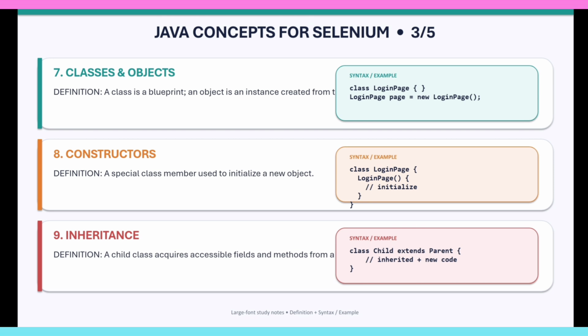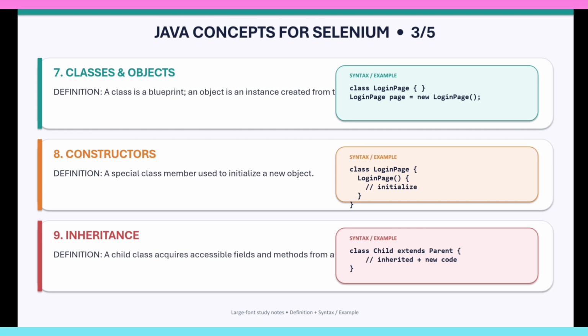Now let's talk about inheritance. Inheritance allows a child class to reuse accessible methods and properties from a parent class. For example, we can create a base test class with common setup and teardown methods and extend it in our test classes. This helps reduce duplicate code.